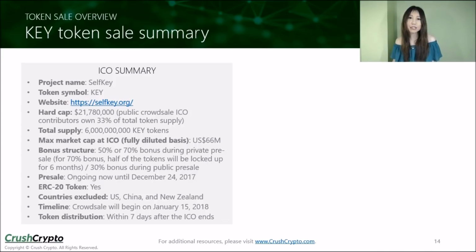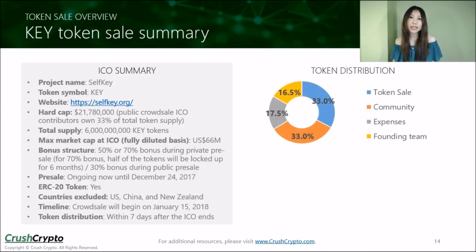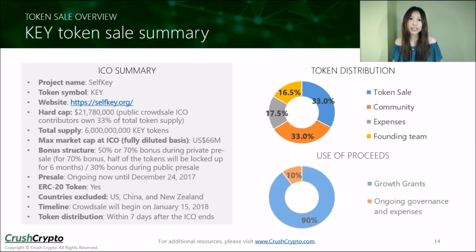basis is $66 million. This chart shows how the tokens will be distributed. 33% will be allocated to the token sale, 33% will go to the community, held in a pool to incentivize use, support, and to build the SelfKey network. These tokens will be locked to allow relying parties and certifiers to provide services within the network. 16.5% will go to the founding team with a 1-year vesting period, and the remainder will cover various accounting, legal, marketing, and other expenses. And this chart shows how the team intends to use the proceeds from the ICO.